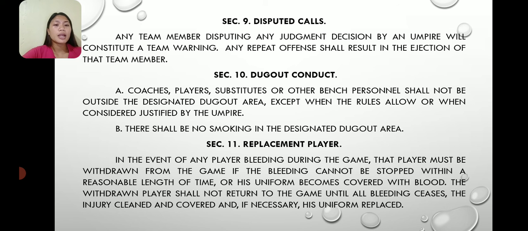Section 11, replacement players. In the event of any player bleeding during the game, that player must be withdrawn from the game if the bleeding cannot be stopped within a reasonable length of time, or his uniform becomes covered with blood. The withdrawn player shall not return to the game until all bleeding has stopped, the injury is cleaned and covered, and, if necessary, his uniform replaced.